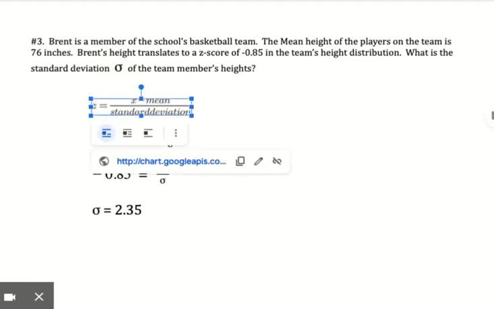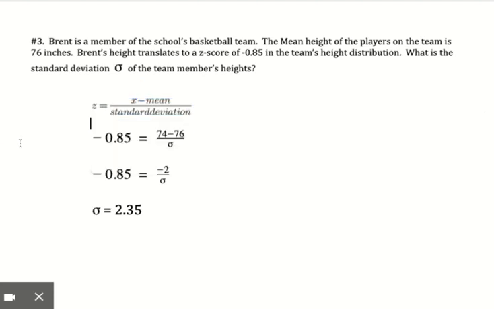So again, it's the same little equation that we're using. His value minus the mean over standard deviation. We know by him having a negative Z-score that he is shorter than the average, which makes sense. He's 74 inches from the previous question, minus 76, which they gave us as the average. This time, though, they gave us the Z value, or the Z-score. So we'll put -0.85 out here. If you simplify, it looks like this. It's a little bit of algebra to manipulate and move it around, but you'll find that the standard deviation for this sample is 2.35.